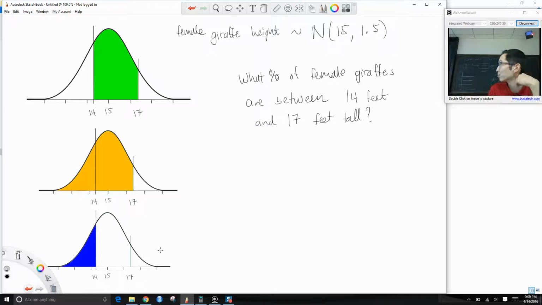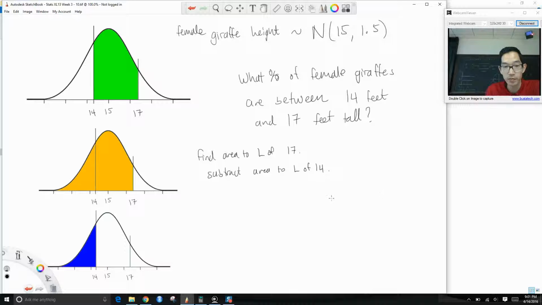Can you guys see that? Okay, it's orange on my screen, it's like brown on your screen. But so we're going to find the area to the left of 17, and then subtract the area to the left of 14.